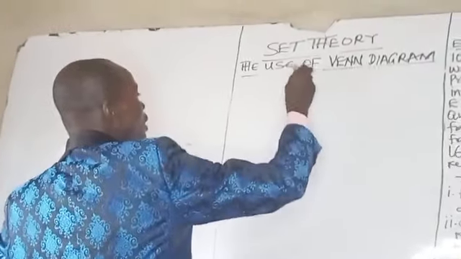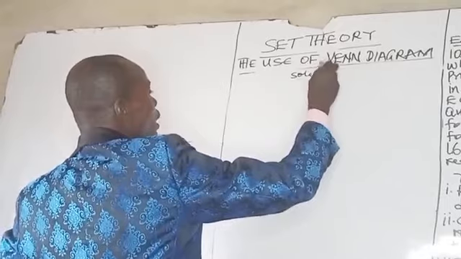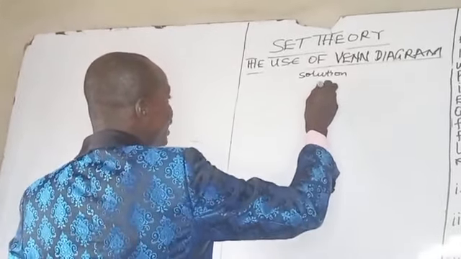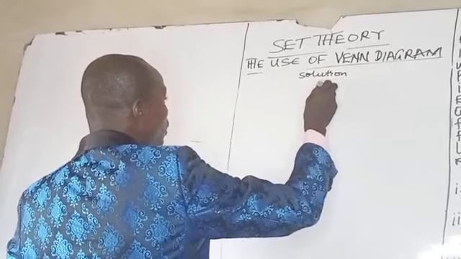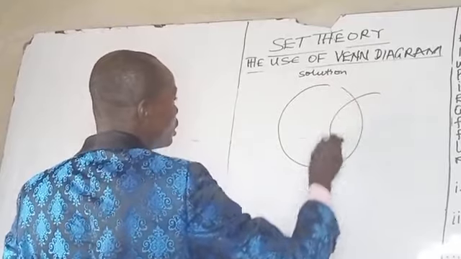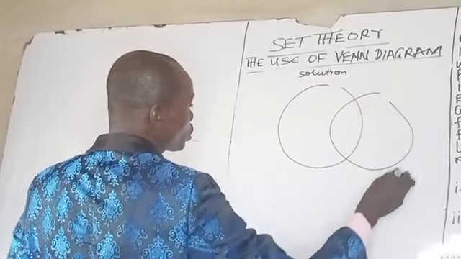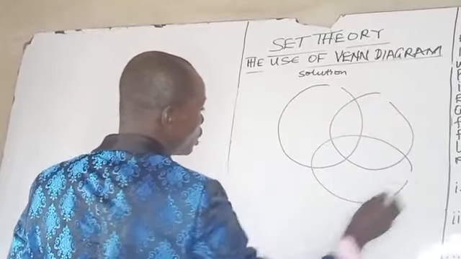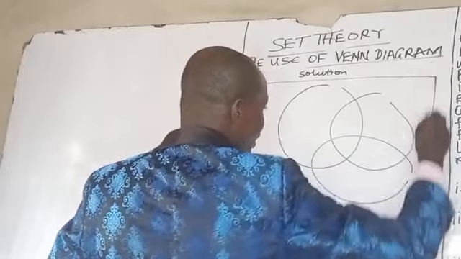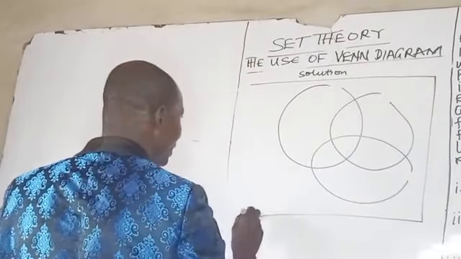Now let's have the solution to the question. Solution. 3 subjects were involved. Since you have the intersection of the 3, you have the region containing the 3 items. So now we want to draw the 3 circles. Now, the universal set is the region represented by the rectangle.